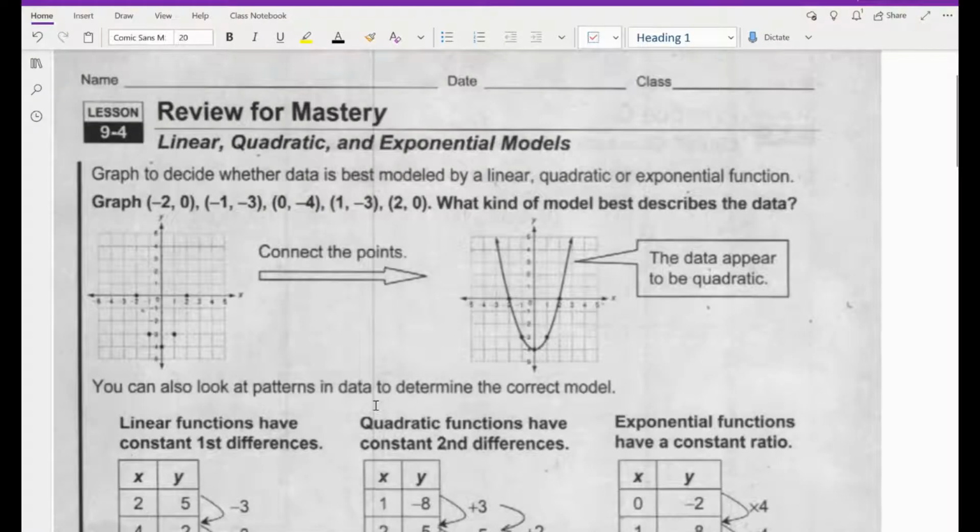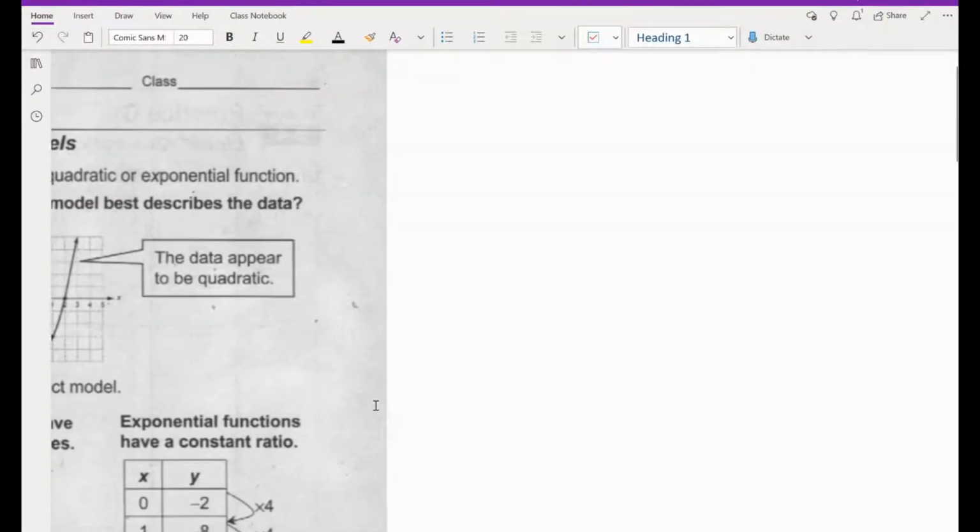Welcome, class. In this video, we will go over lesson 9.4, the review for mastery worksheets. In this lesson, we will be reviewing how to identify linear, quadratic, and exponential equations. Before we start, let's do a quick review first.